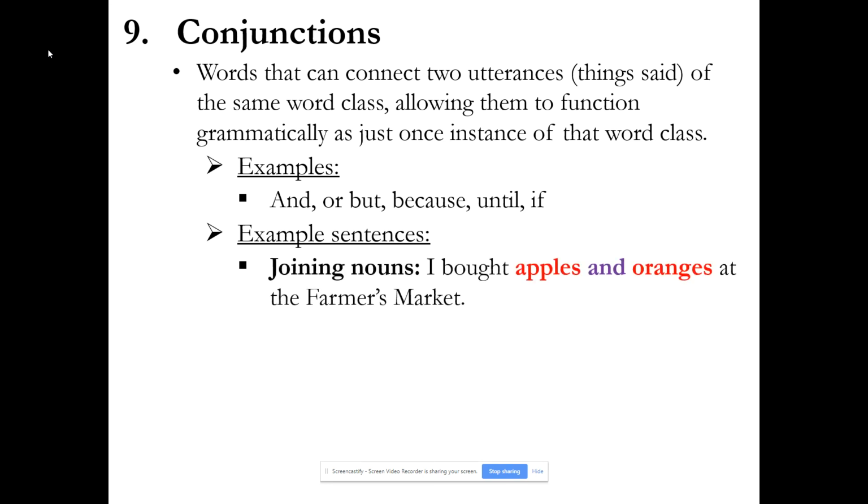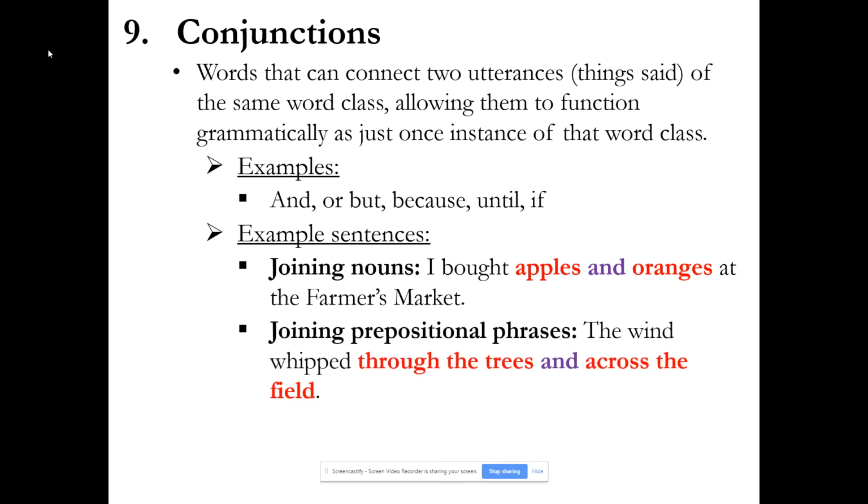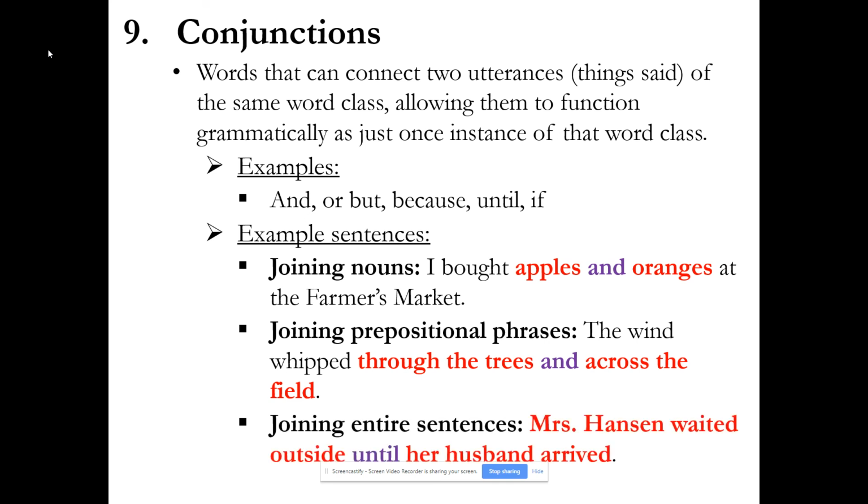Example sentences. You can join nouns with conjunctions. I bought apples and oranges at the farmer's market, right? Apples and oranges together, thanks to that conjunction, function as one noun grammatically. You can join prepositional phrases. You can join pretty much any kind of phrases, in fact. So the wind whipped through the trees and across the field. Everything there from the word through to the word field functions as one prepositional phrase grammatically in this sentence, because the and conjunction is permitting that.